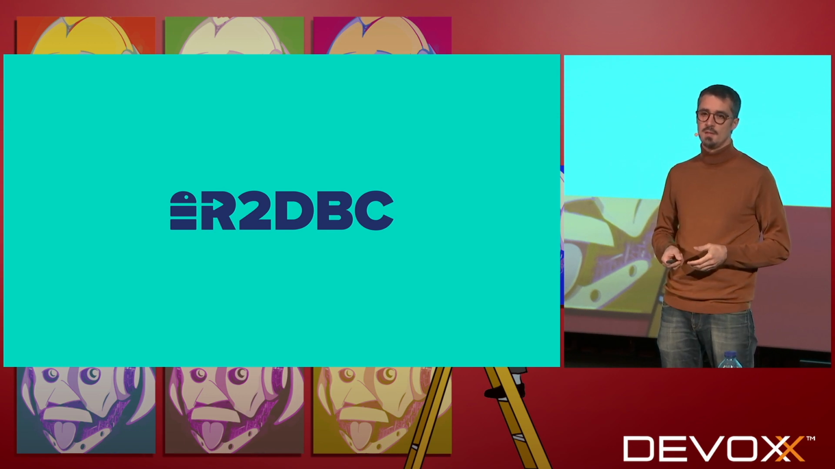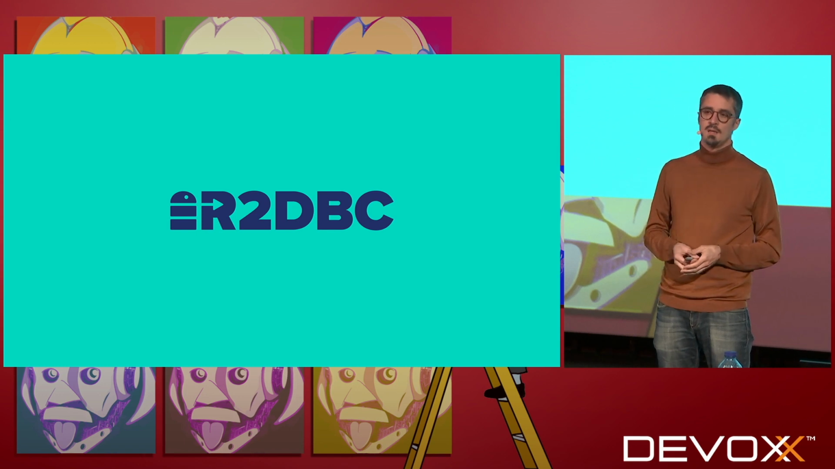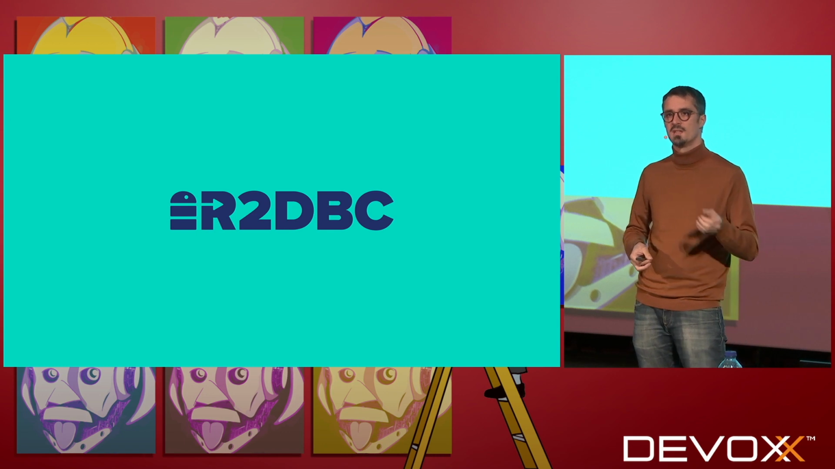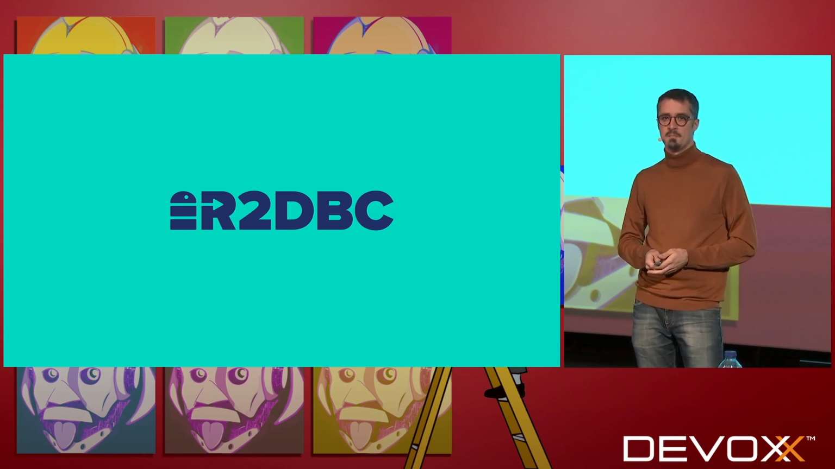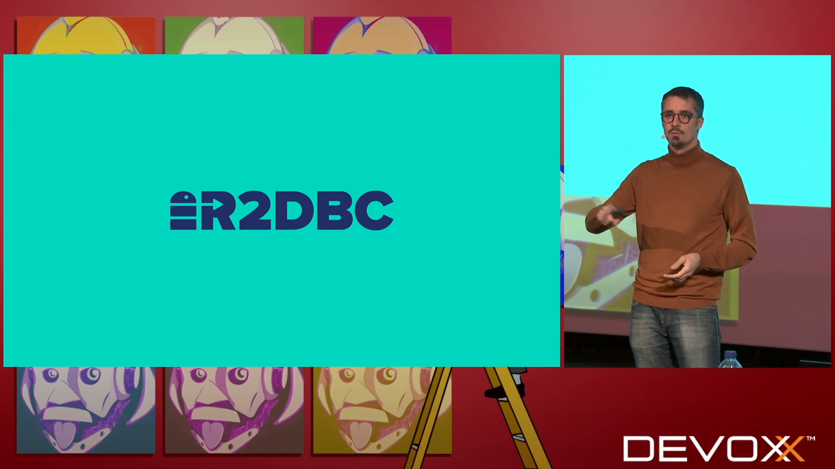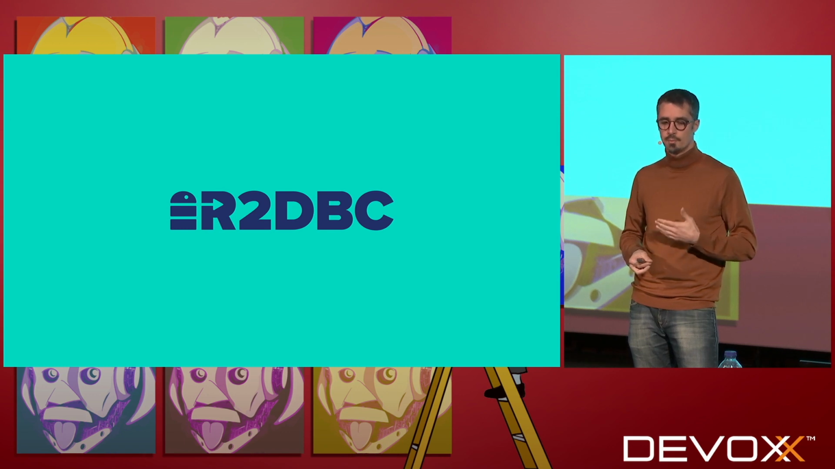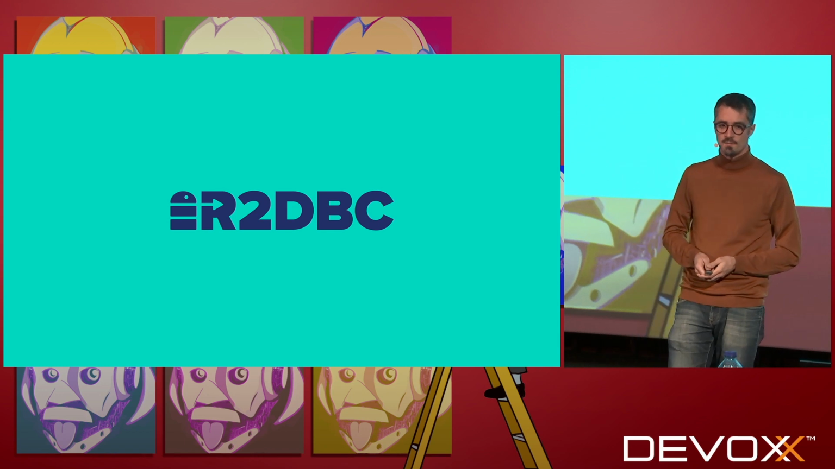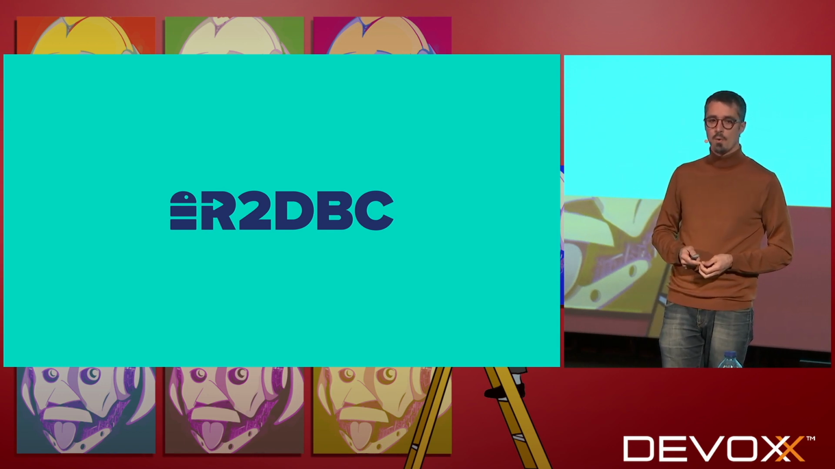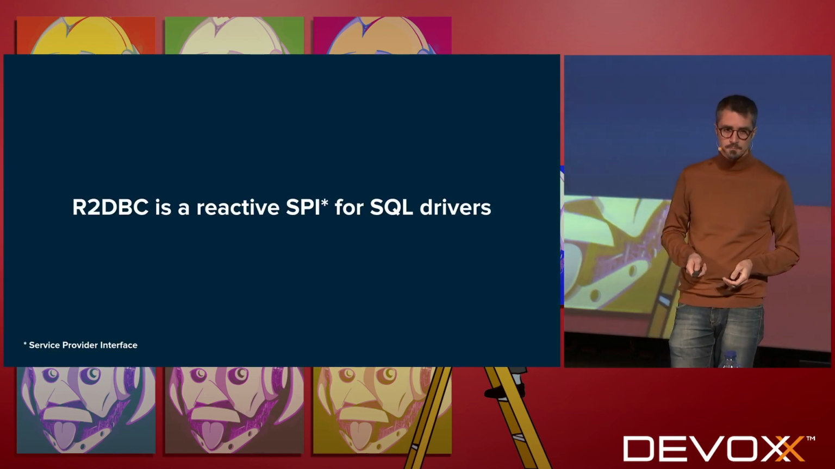Obviously, you can use a regular JDBC or JPA API in a reactive application, but you need to take care of using dedicated schedulers and basically creating a dedicated thread pool to execute all the persistence work. And that's not the way we want to push people to deal with persistence with our reactive stack. So we have worked a lot on R2DBC, which is basically reactive SQL.